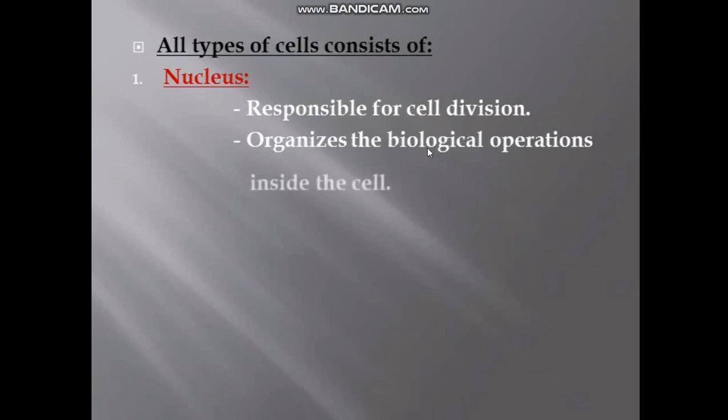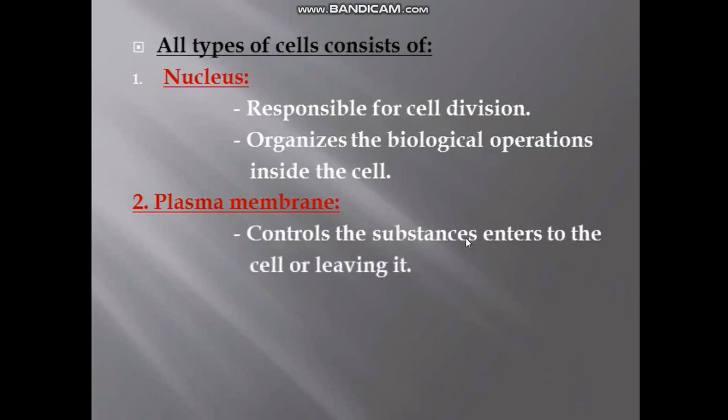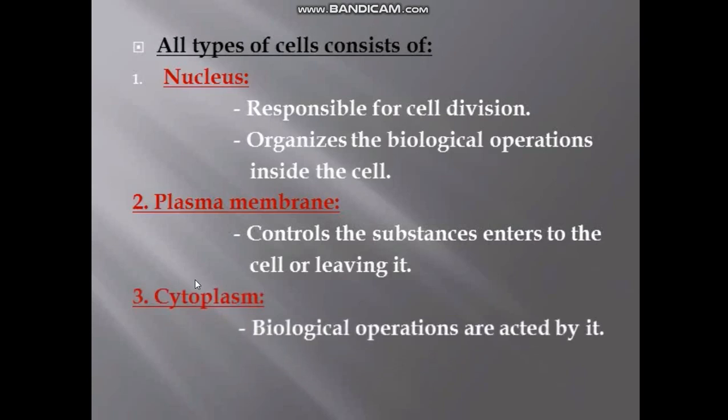The second structure is the plasma membrane. The plasma membrane surrounds the cell from the outside, and so it controls the substances that enter or leave the cell. These substances are like oxygen, carbon dioxide, digested food, wastes, and so on. And the cytoplasm, all the biological operations inside our body are acted in the cytoplasm or by the cytoplasm. All the biological operations, as we said before, respiration, digestion, and so on.